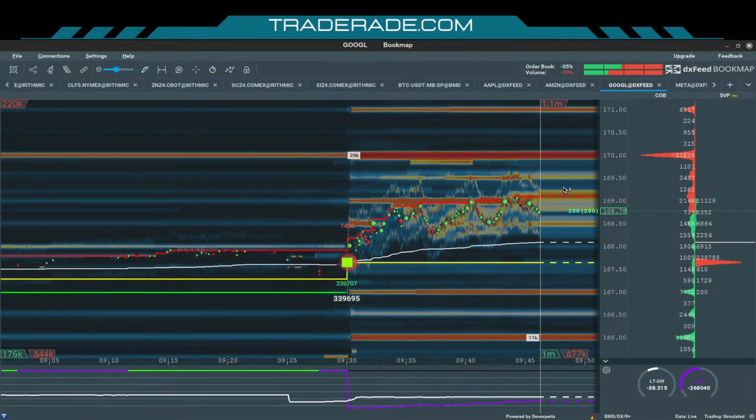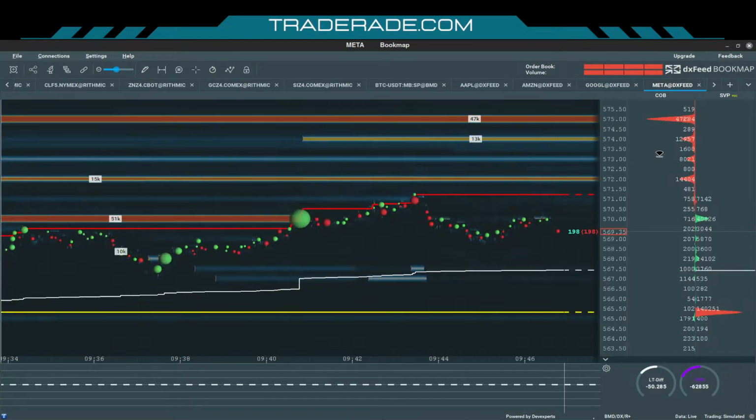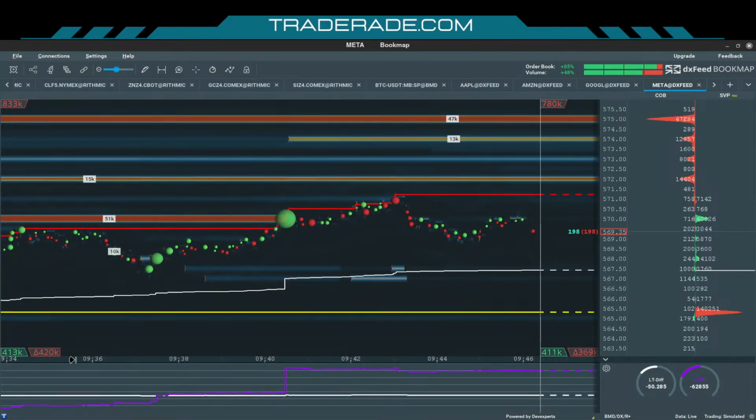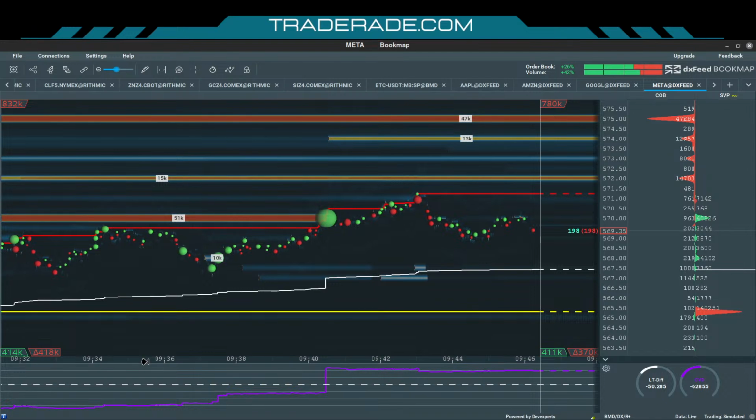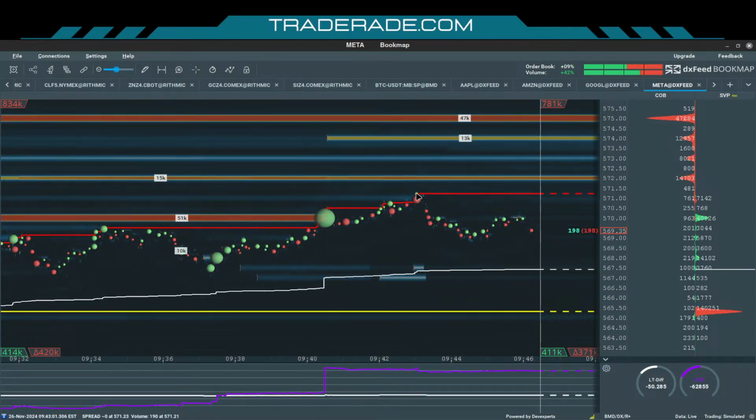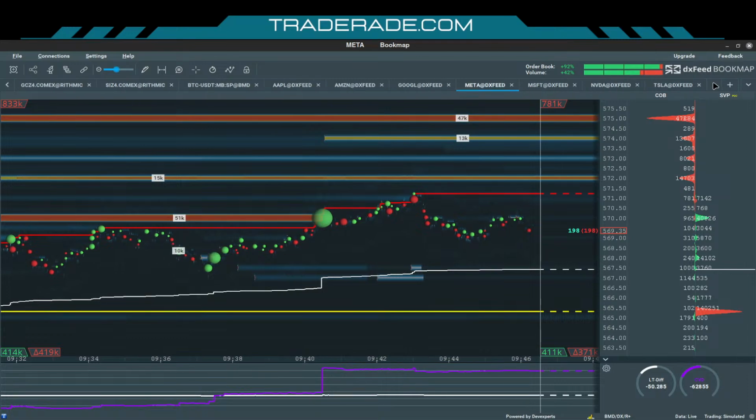Alphabet got a good start out of the open, setting new highs. Large offer overhead at 170. These stocks are helping to drive the NASDAQ higher. And Meta also chewing through that offered liquidity pretty readily, making a new session high just before pulling back to 569.35.